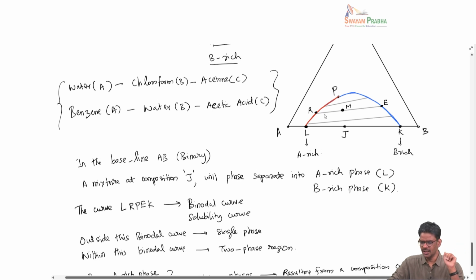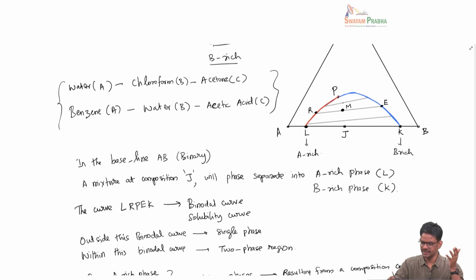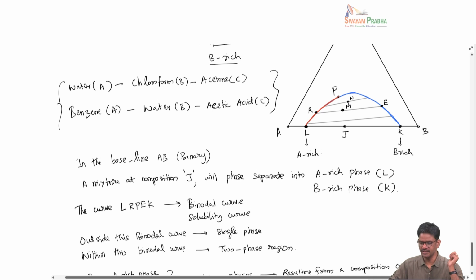Now there could be an infinite number of tie lines depending upon where this point M is. For example, there is another line I have drawn here. If I make a composition at some N here, it will also phase separate into two insoluble phases, A rich and B rich, a two phase mixture, and you can have any number of compositions in between.